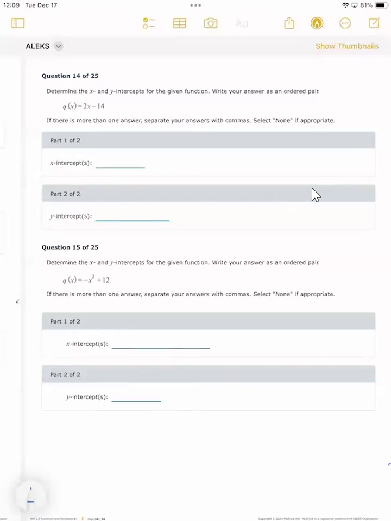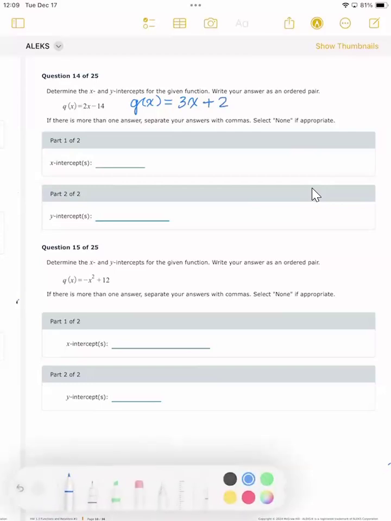Let's say I have q of x is equal to 3x plus 6. I want to find my x and y intercept. So this is what we have.